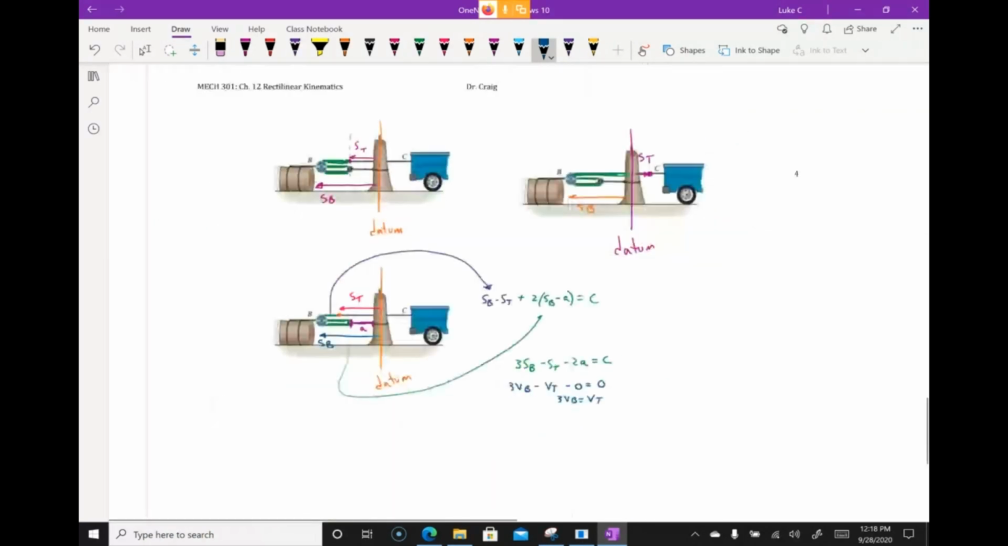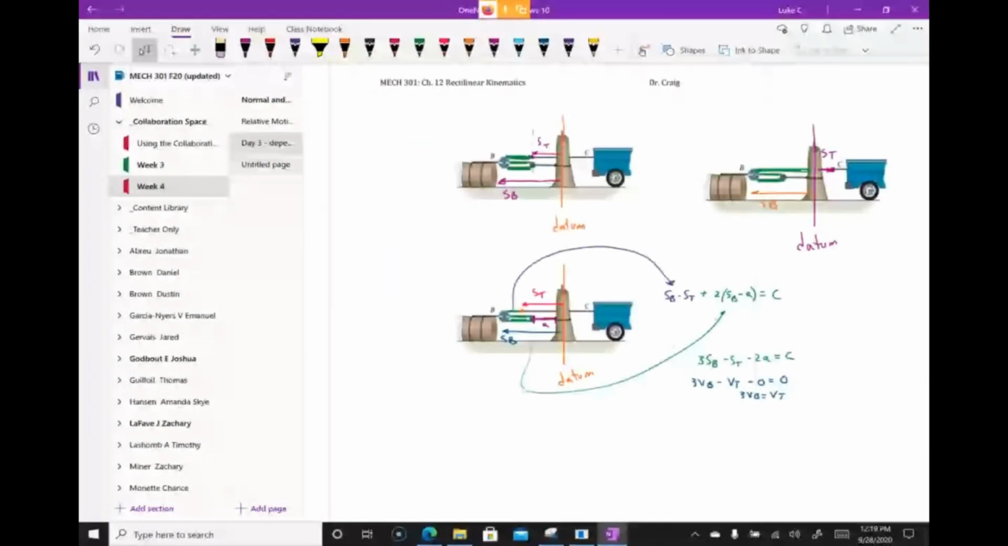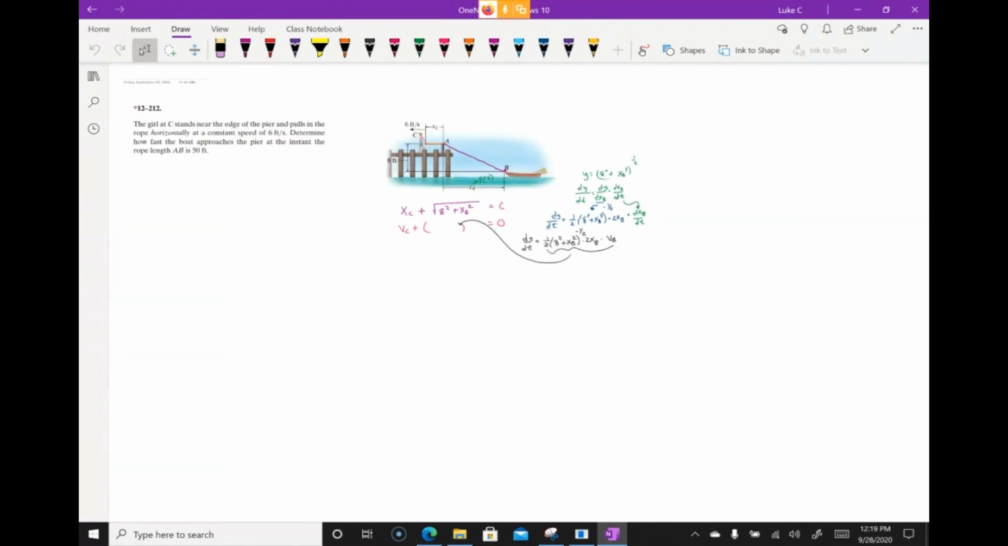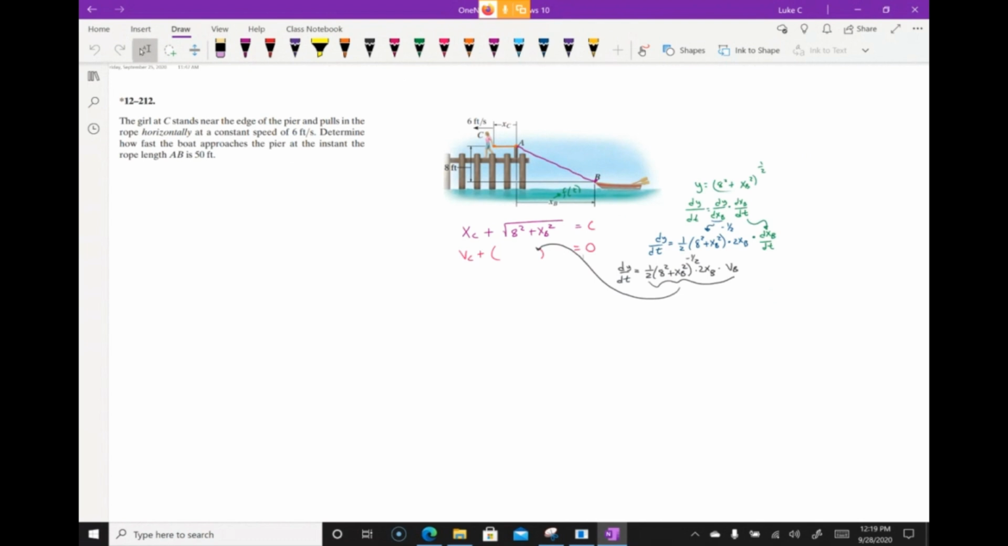Okay, so now let's go where I'm still in week 4. We'll go to the untitled page, and it's got this problem on it. I'm going to review this problem. We probably do the derivative again. So we have a girl at sea stands near the edge of a pier and pulls in the rope horizontally at a constant speed of 6 feet per second. Determine how fast the boat approaches the pier at the instant the rope is 50 feet.